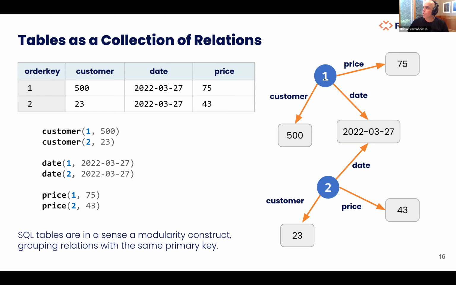So you have an order key here, an order that has a link to a price and a date and a customer. And there's another order that links to the same date, incidentally, and there's a price and a customer. So we basically decompose a table into much smaller relations that resemble a graph very much. And this is basically the same as what you would otherwise see in PGQL. So we see SQL tables as a modularity construct, in the sense that they group relations with the same primary key together.